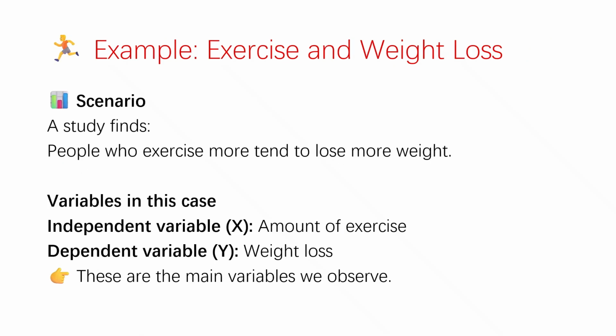Let's start with a simple real-world scenario. Imagine a study finds that people who exercise more tend to lose more weight. At first, this sounds pretty intuitive, right? Now, let's break this down using variables. In this case, the independent variable, what we think might be influencing the outcome, is the amount of exercise. The dependent variable, the result we're observing, is weight loss. So, essentially, we're asking, does increasing exercise lead to greater weight loss? These two, exercise and weight, are the main variables we're focusing on in this study. But as we'll see later, things are not always as simple as they seem.